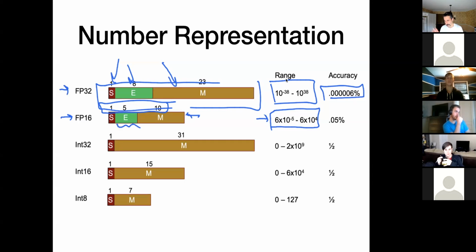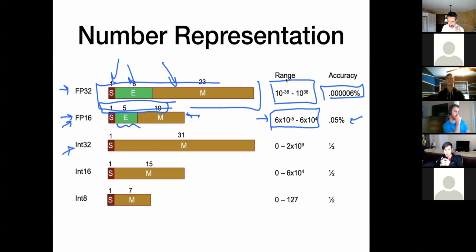But essentially, the takeaway is that when you have a smaller representation, and in the programming language that you use, Python, C, C++, you have API classes that you can use for each of these representations, obviously the accuracy would be smaller.